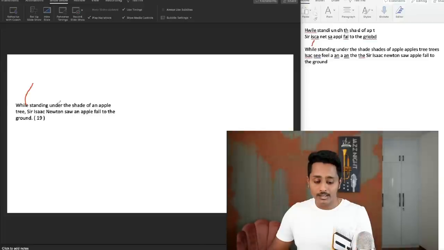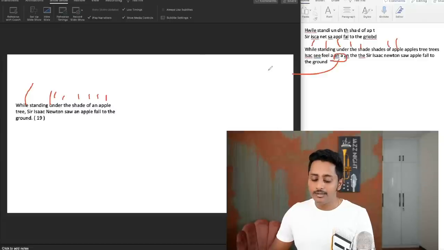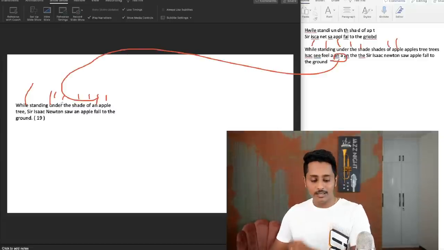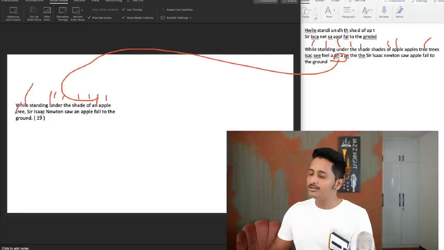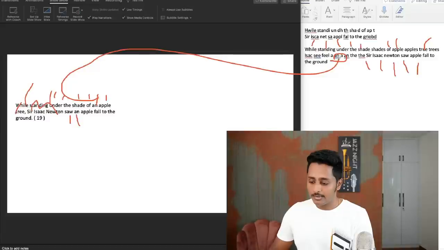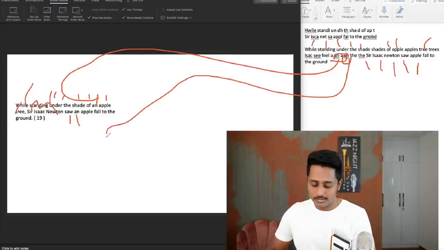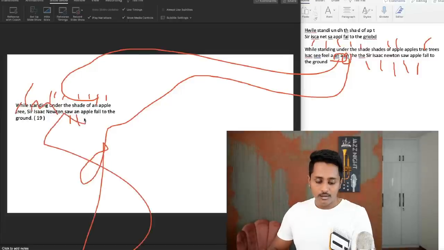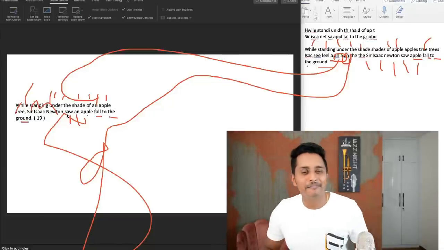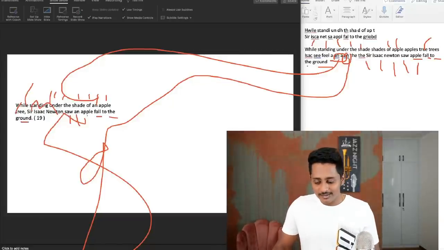While is there, one mark. Standing under the shade, under the shade of an apple. Of apple, one of the ants I take, I get one mark. Tree, comma is not required, punctuation, no mark. Sir Isaac Newton saw an apple, but an, I'm going to take this. Apple fall to the ground. I get 19 marks. Follow this method, and it's not very easy to write.